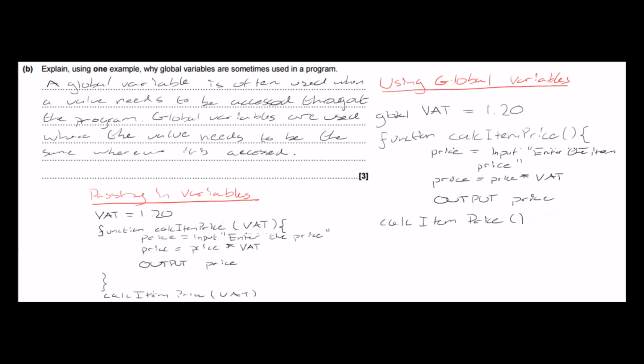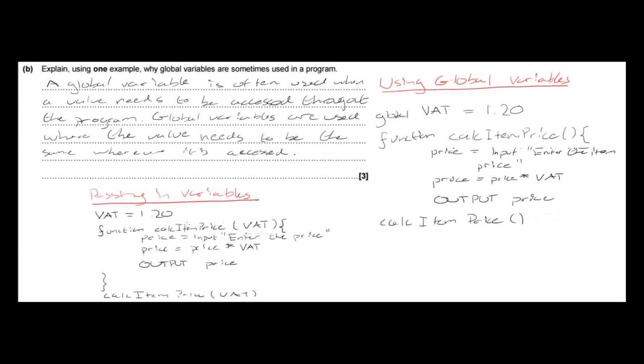This function will achieve the same thing, except instead when I call my function, I can put VAT into the function here, and this function here is expecting 1 argument. Then it asks the user for the price in the same way and calculates and outputs the price in the same way. So these 2 functions accomplish the same thing, which is adding 20% VAT onto the price of an item, but one of them uses a global variable and one of them uses passing a variable into a function.